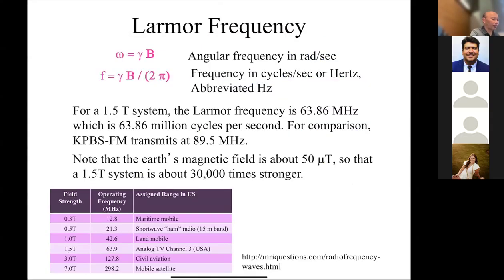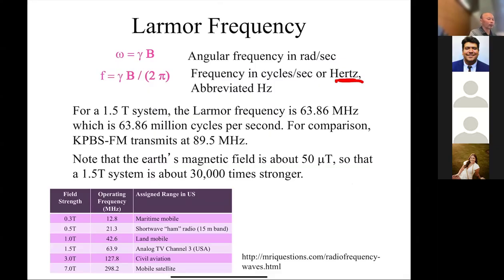Okay, so let's talk a little about the Larmor frequency some more. Omega is in radians per second, but it's also useful to think about cycles per second, or hertz. That would just be omega divided by 2 pi. For a 1.5 T system, the Larmor frequency is going to be about 65 megahertz.